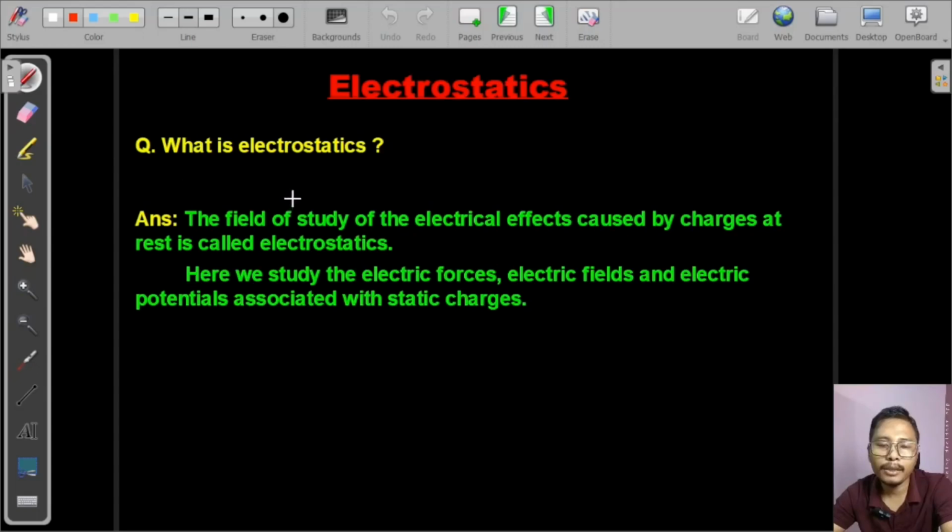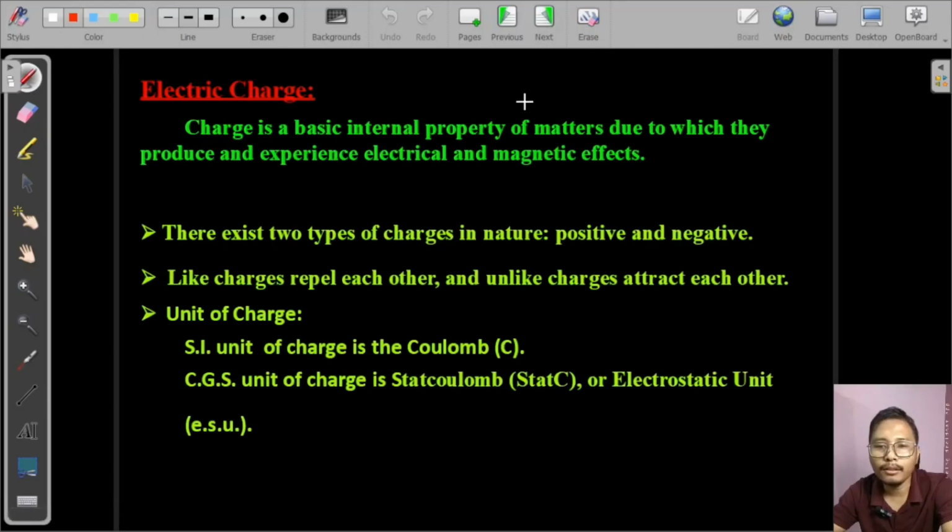Here we basically study electric forces, electric fields, and the electric potential. Keep in mind, here we are talking about charge. What is charge basically? Charge is an intrinsic property of matter due to which matter produces and experiences electrical and magnetic effects. Understood? It is a basic, internal property of matter.